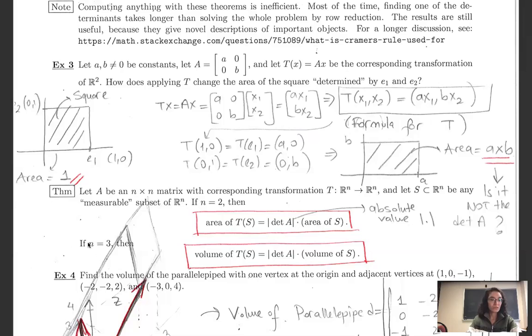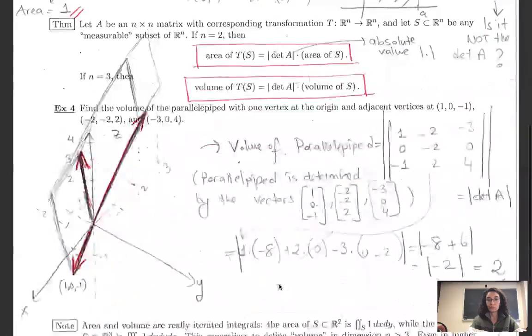And in R3, in space, we always talk about the volume. So the volume of the image of your region will be just the product of the determinant of A. Again, this part doesn't change: the absolute value of the determinant times the volume of the original region. Okay? So as you see, these formulas are also very useful.